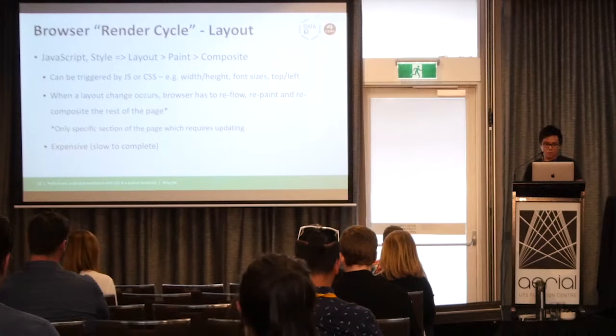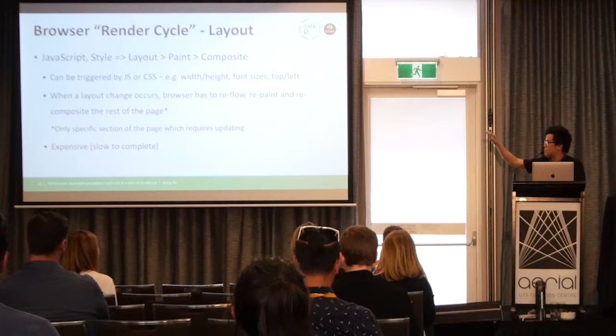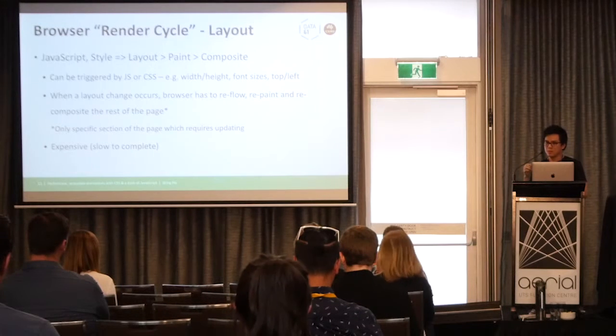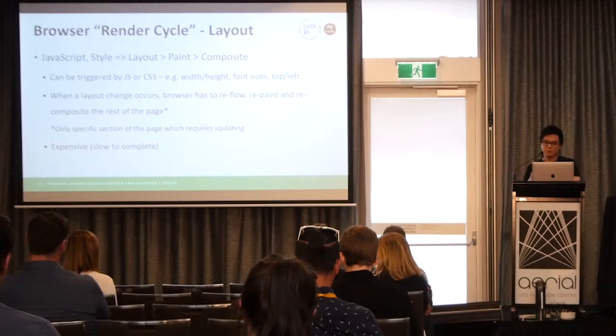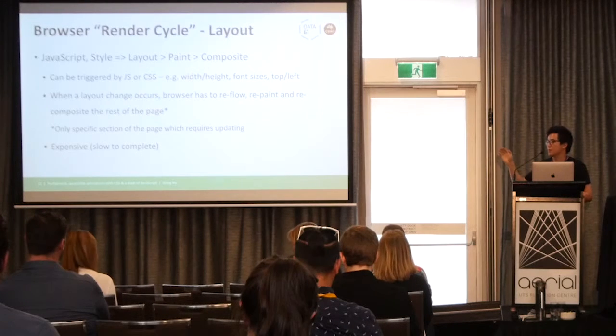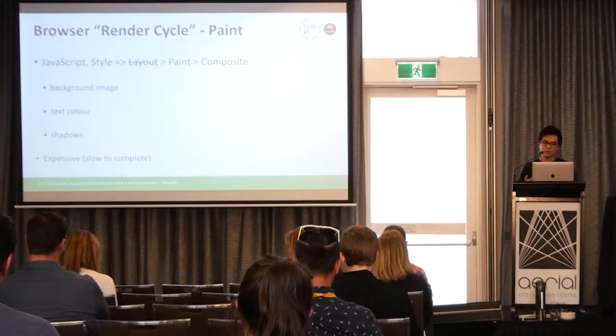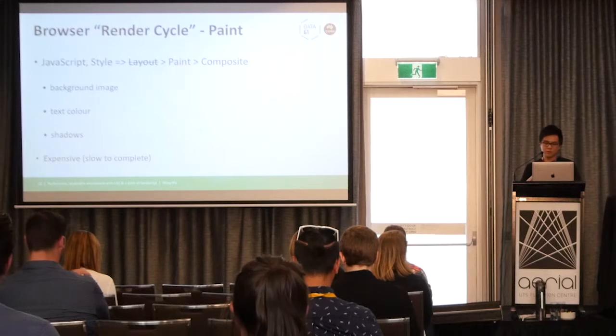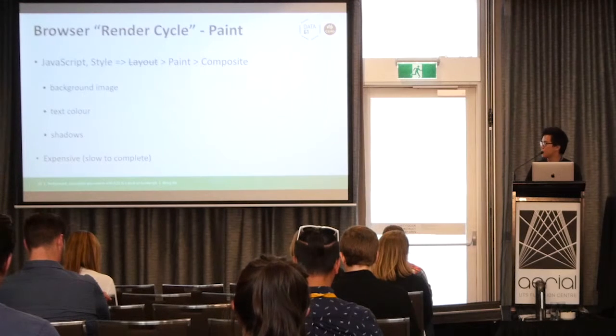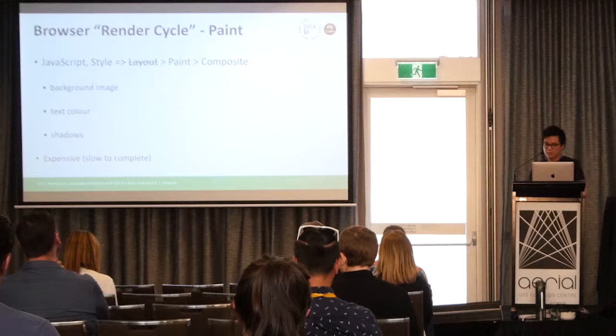And so when a layout change occurs, the browser has to go in and do the paint step and the composite step all over again. And there are some optimizations for the browser to figure out exactly which area of the browser changes, but it still has to go through those steps regardless. And this is an expensive part of the cycle, so we want to avoid being in the layout section. Similarly, it goes for the paint cycle, and some attributes that affect paint are background image, text color, and shadows.